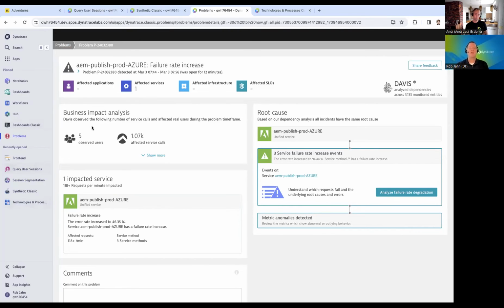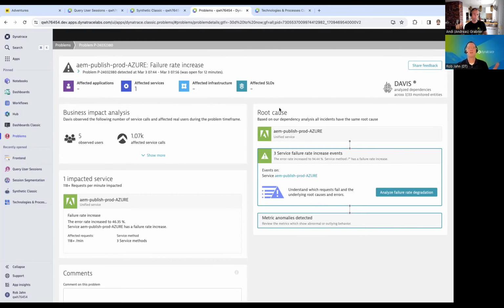And what it puts together at the end of its work is what we call a problem card. So it puts things in a very organized way right at your fingertips. This is all just out of the box, where you can see I have applications, services, infrastructure, or service levels impacted as a result of this.